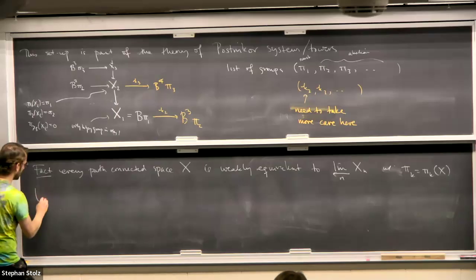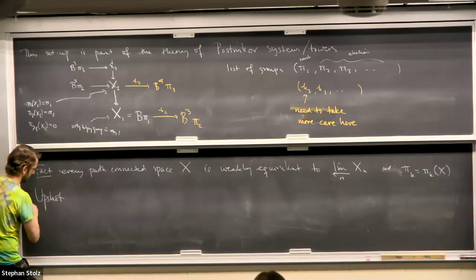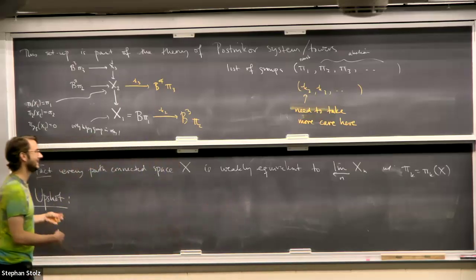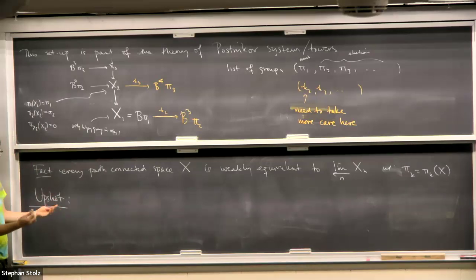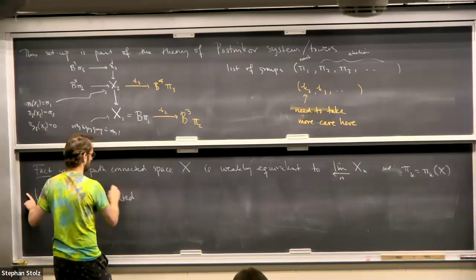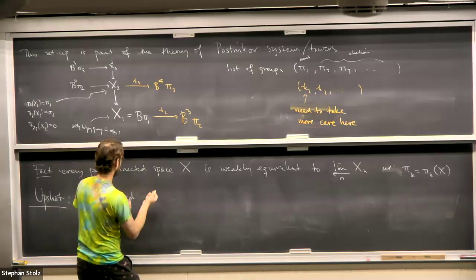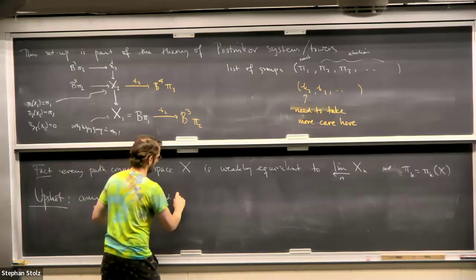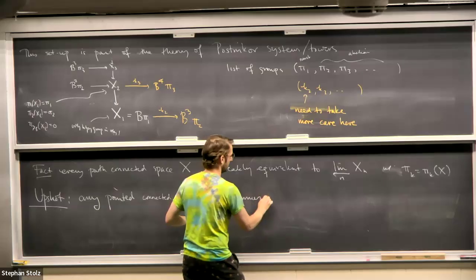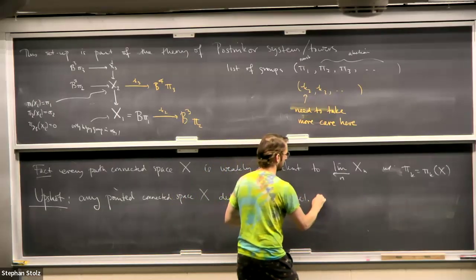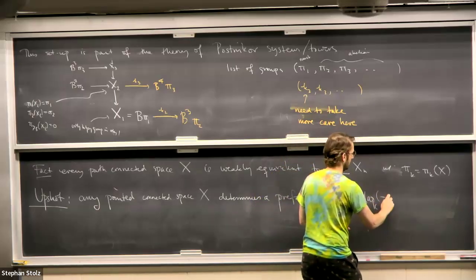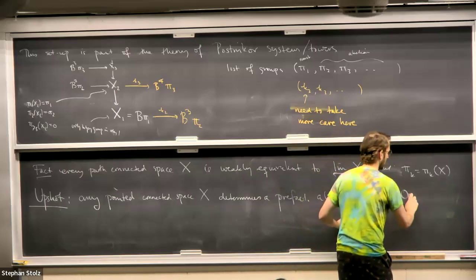Almost done here. So the upshot is this. There was nothing about our analysis of the pre-factorization algebras that didn't let us stick in any pointed space as the target. So any pointed, let's say connected space X determines a pre-factorization algebra by thinking about compactly supported maps into X, which is a functor from open sets.